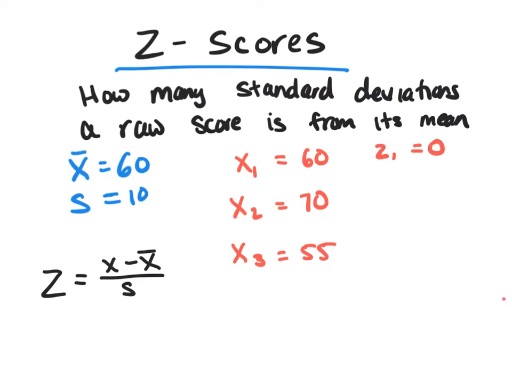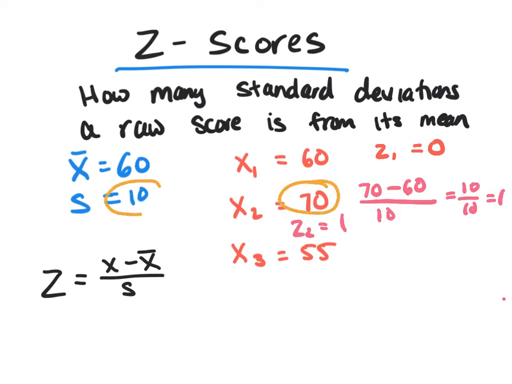Let's repeat it for person 2. To get their z-score, I need to take their raw score, which is 70, subtract the mean score, which is 60, and divide by the standard deviation, which is 10. This time I get 10 divided by 10, which equals 1. This person has a z-score equal to 1. That's because this individual's raw score of 70 is 10 units above the mean, which is equivalent to 1 standard deviation above the mean. So this person's z-score is positive 1, indicating that they are 1 standard deviation higher than the mean.